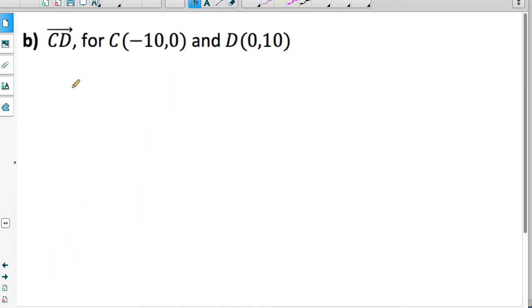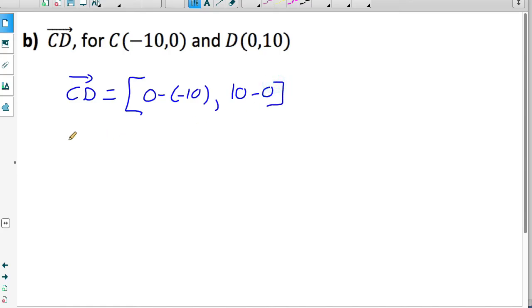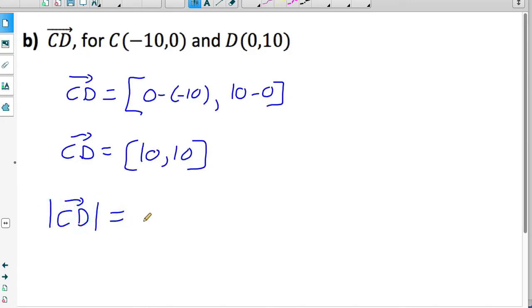Let's do 2 more examples of this. So vector CD. I'm told the coordinates of where the tail is and the coordinates of where the tip is, so let's write it as a position vector, indicated with the square brackets, by doing the x coordinate of the tip minus the x coordinate of the tail. That will give me the x component of the position vector. And now do y tip minus y tail. That will give me the y component of the position vector. And I get position vector 10, 10. What's the magnitude of that? So the magnitude of vector CD would equal the square root of the sum of the squares of the x and y components.